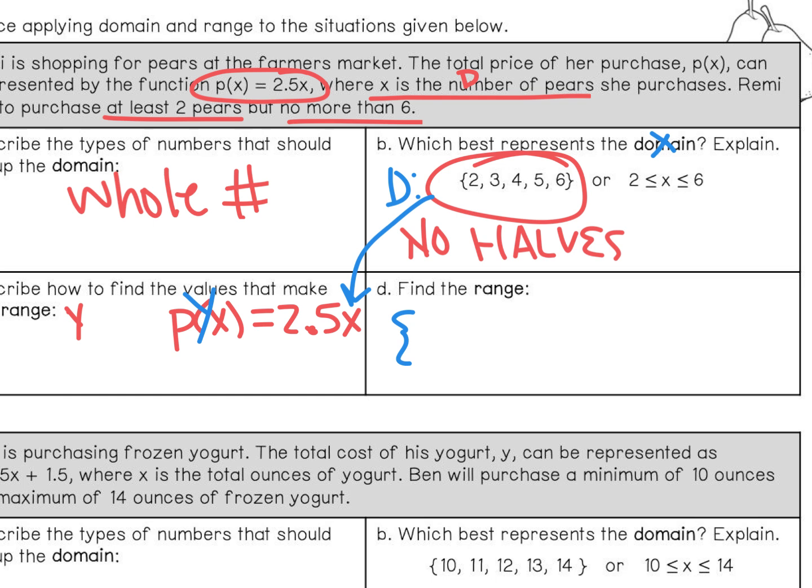If I put 2 in place of x, if I buy 2 pears, how much is it? $5. If I buy 3, $7.50. 4. How much is 4? If you're not sure, use your calculator. 10. How much is 5? $12.50. How much is 6? 15. That's some expensive pears. I hope they taste good.